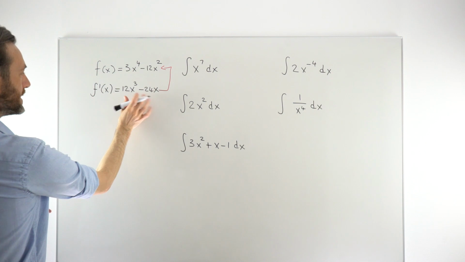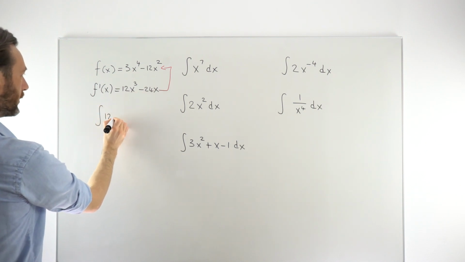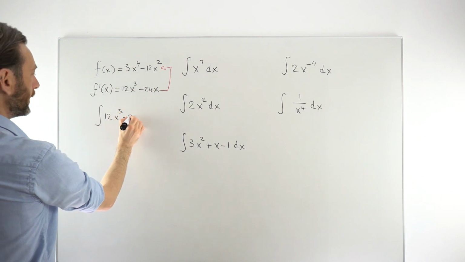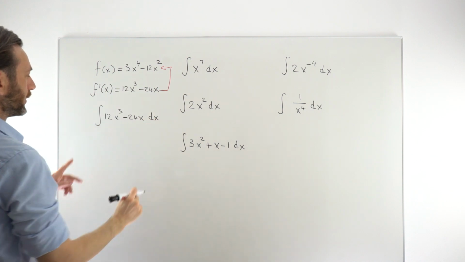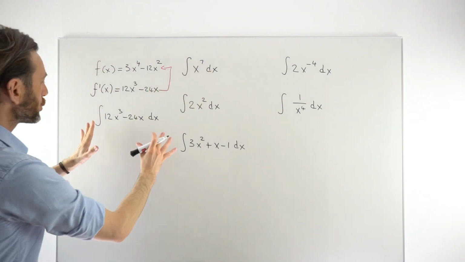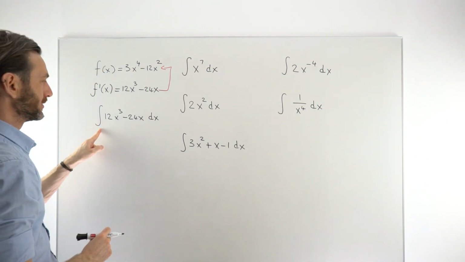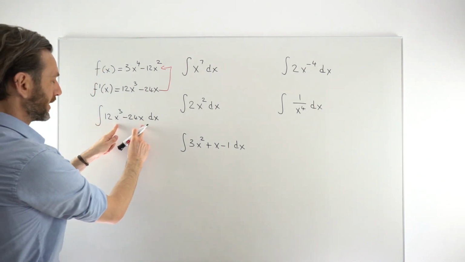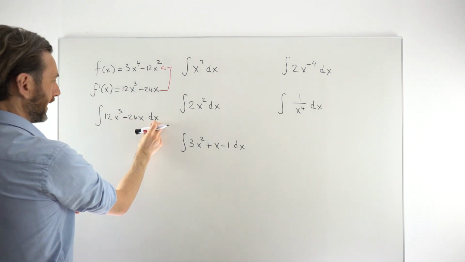So if we want to integrate this, then we start by writing down our integral sign. So we're integrating 12x cubed minus 24x, and we put a dx on the end. So the notation is a little confusing at first with integration. This tells you to integrate. It's not saying it's been integrated, it's saying this is your function, integrate it with respect to x.